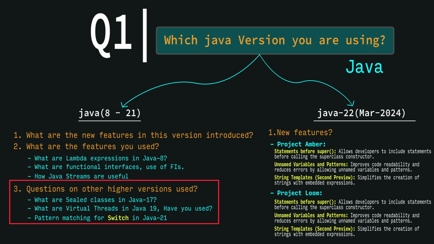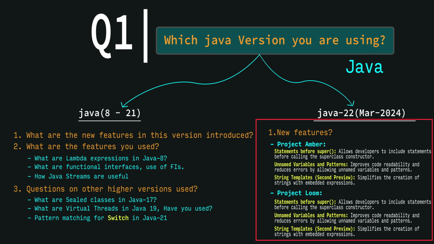So my intention with this question is to make you aware that you should go through all the important features introduced in whichever Java version you are using, or the recent versions. Similarly, on the other side I have just mentioned Java 22, which was released in March 2024. I just listed the important features. You can take note of those, which can be helpful and handy.